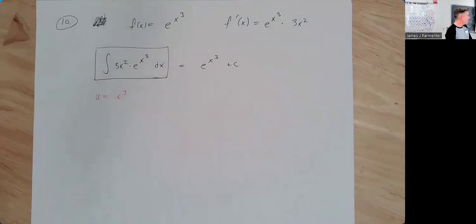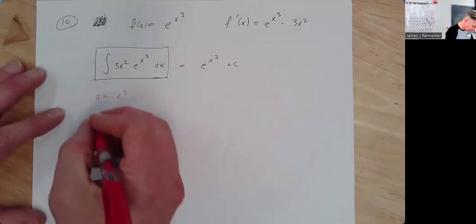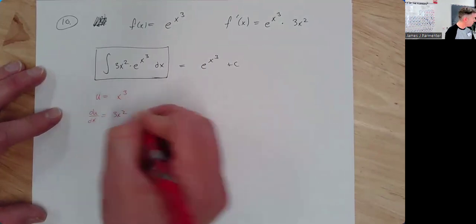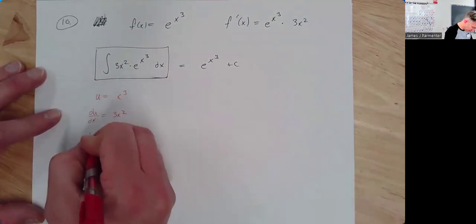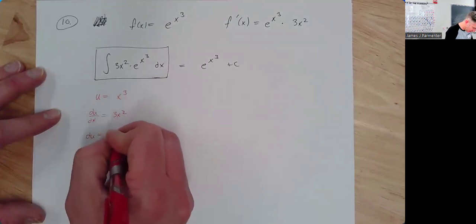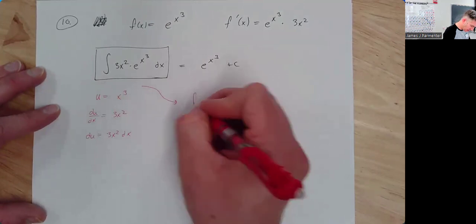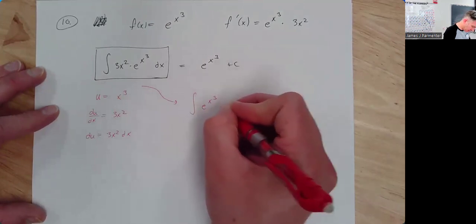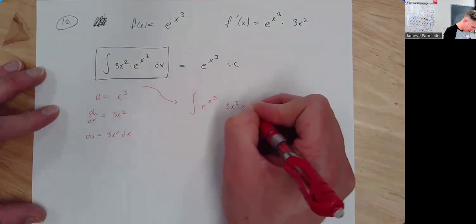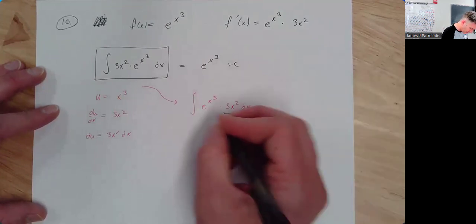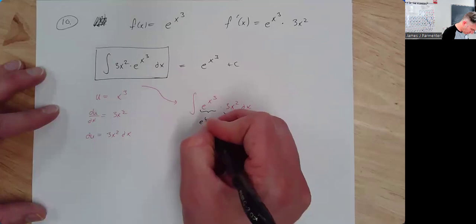If I pick u equal to x cubed, I'm very pleased with this choice because my derivative of u, du dx, is 3x squared. And so my du is exactly equal to 3x squared dx. So I can totally rewrite my integral as the integral of e to the x cubed times 3x squared dx, and then my 3x squared dx is exactly equal to du. This is exactly equal to e to the u.